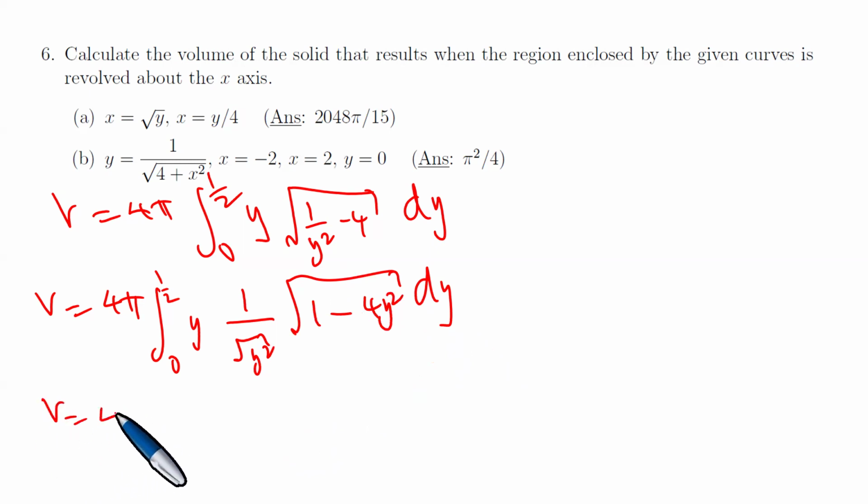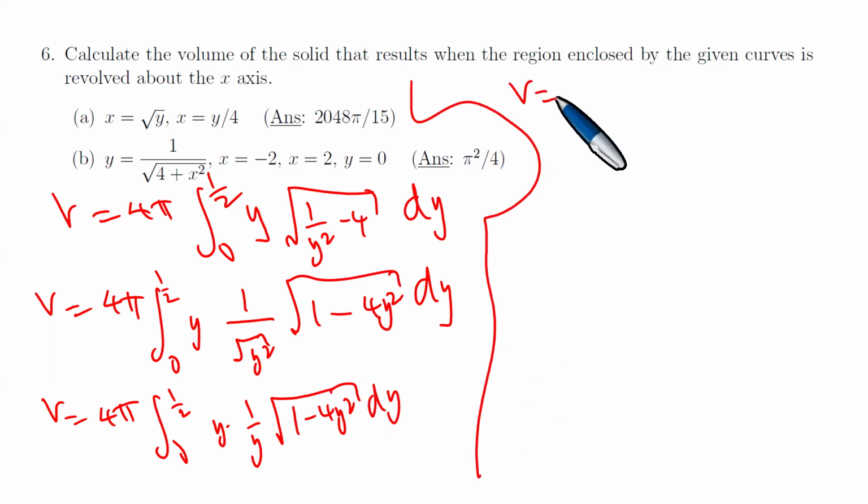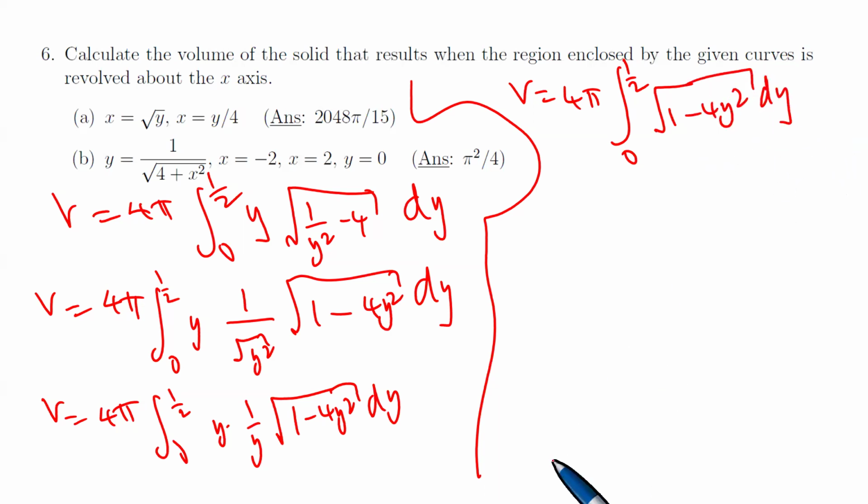4 pi. Okay, the integral from 0 to 1/2, and then this is y, 1 over y. Then you have the integral of this, 1 minus 4y squared, dy. The volume. Okay, the pi cancels out with 4 pi, and the y cancels out with the 1 over y, giving us 0 to 1/2, and then you have 1 minus 4y squared, dy.